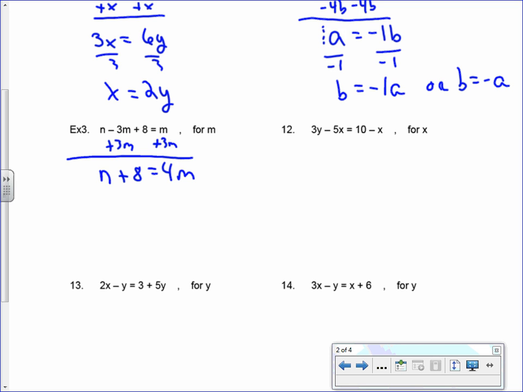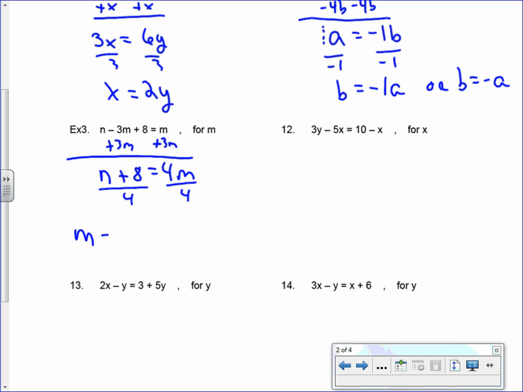Okay, I like to give you the same problem and ask you to solve it for 2 different variables. This is the first step no matter what. Get all of the m's together. If I said solve for n, you would subtract 8. If I say solve for m, you're going to do what? Solve for m, you're going to do what? Divide by 4.